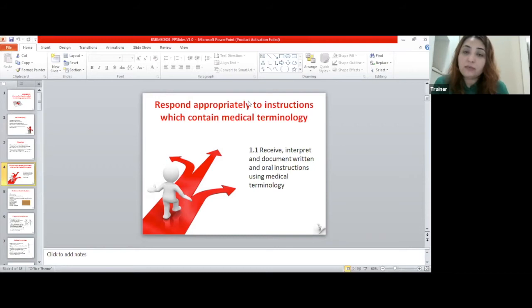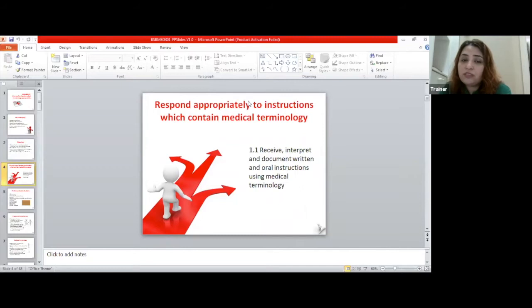In the message, there might be medical terminology, so again, write it down properly and interpret it so that you don't make any mistakes. Oral instructions are verbal. When you're talking to your client, or your client is asking you questions, sometimes they know more medical terminology than you, because they've had this condition for a long time and have done all the research about it. So if they are talking in medical terminology, again, you need to understand those things.